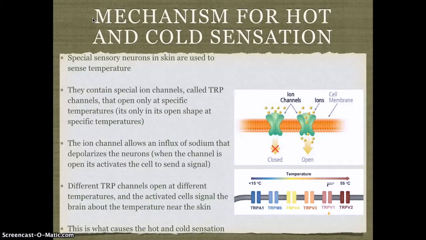When an ion channel opens, it allows an influx of sodium into a neuron, and that causes the neuron to depolarize. In other words, when the channel is open, it's going to activate the cell, and the cell is going to send a signal. There are different TRP channels, and different TRP channels open at different temperatures, and the activated cells signal the brain about the temperature near the skin. This is what really causes the hot and cold sensation. In the bottom picture on the right, you can see the different TRP channels and the different temperatures at which they open. You have the TRPV1 channel, which opens at a relatively high temperature, and you have the TRPM8 that opens at a relatively cool temperature.